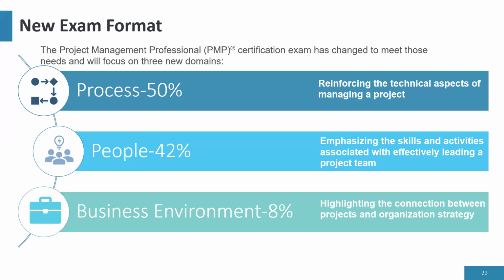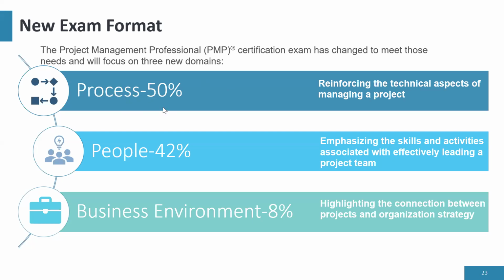Right. So the PMP exam changed in 2021, and since then, there's a new format. And this is what you're going to be tested on. 50%. So there are three domains that you're going to be tested on. One domain is called process, right? Of course, we've gone through 49 processes, right?